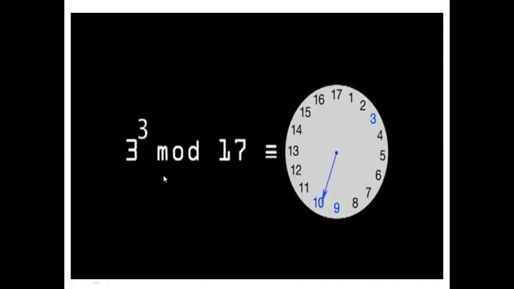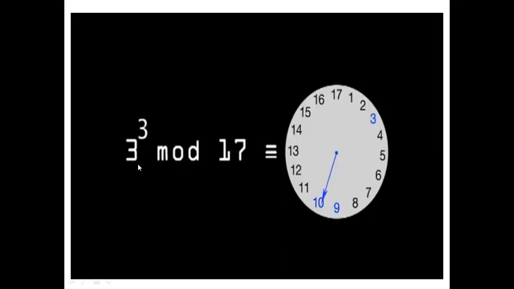Here 3 is my x value and 17 is my p value. I will check out the generators, and I'm going to talk more about these generators later. First I write 3 raised to the power 1, 3 power 1 mod 17. 3 power 1 is 3, and if we do mod 17, I get this 3, which I'm marking in blue.